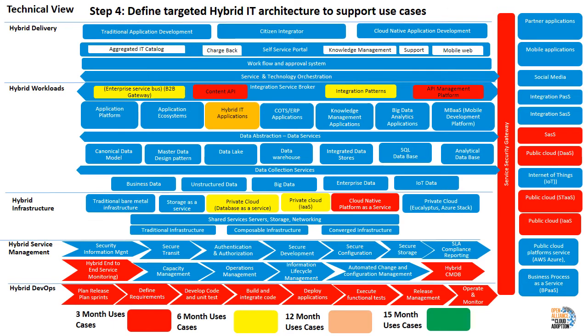Step 4 focuses on developing the targeted hybrid IT architecture that you will need to support the use cases. In this step, we define the technical view of your new hybrid IT operating model. This graphic is an example of a hybrid IT technical architecture.